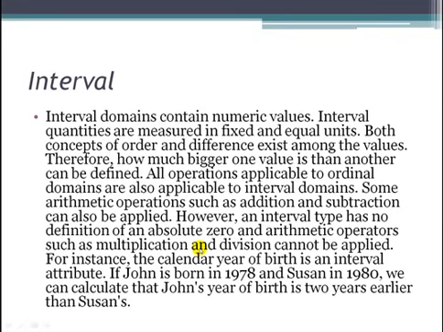The calendar year of birth is an interval attribute. If John is born in 1978 and Susan in 1980, we can calculate that John's year of birth is 2 years earlier than Susan's. However, we can't take the ratio of 1980 to 1978 and have that have any particular meaning.